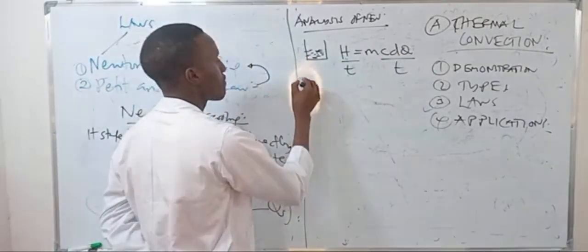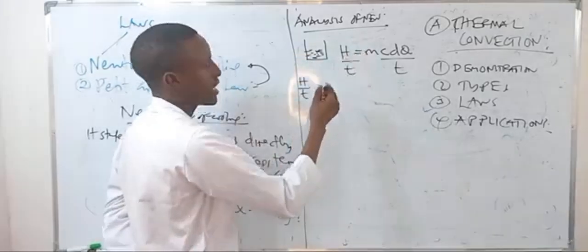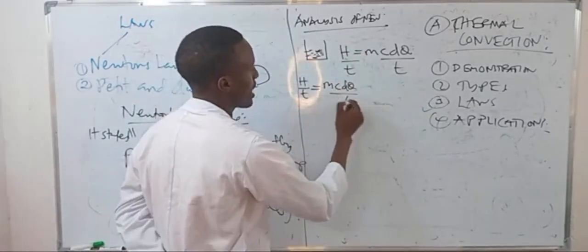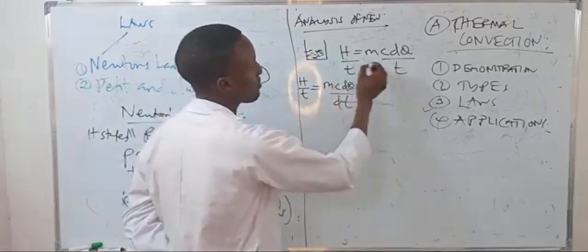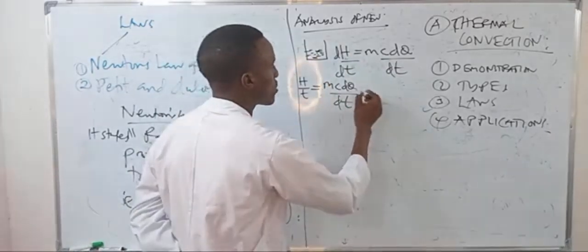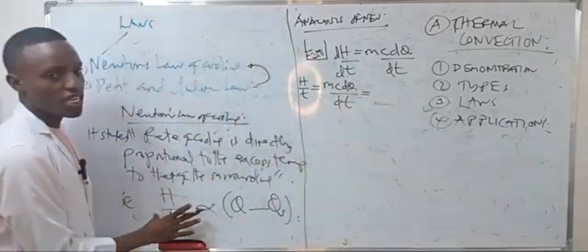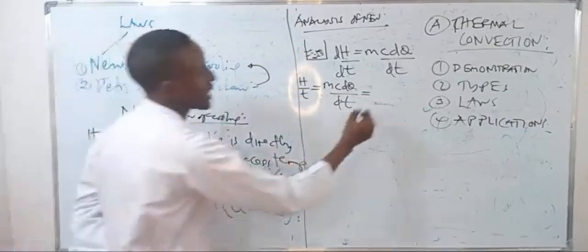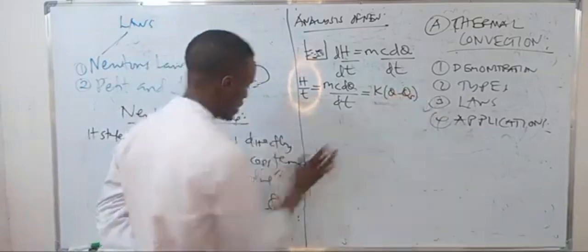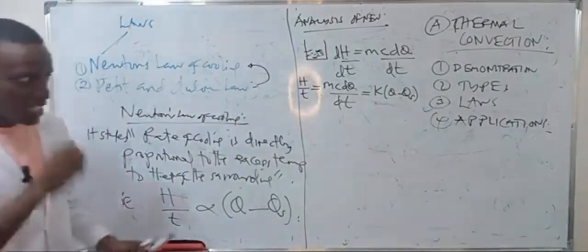So if this is the heat lost, the rate of losing heat is just equal to mc times the change in temperature per change in time. So the differential for the heat lost is equal to the rate of losing heat as per Newton: we put the constant K times the excess temperature, theta minus that of the surroundings, from Newton's law of cooling. Do you see it?